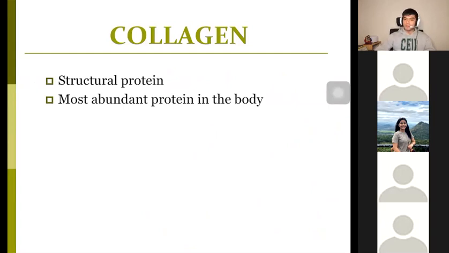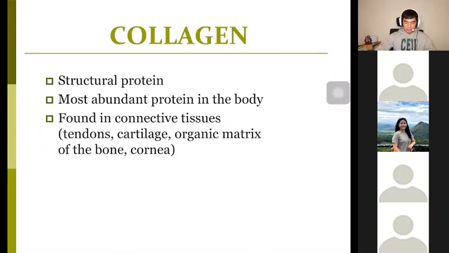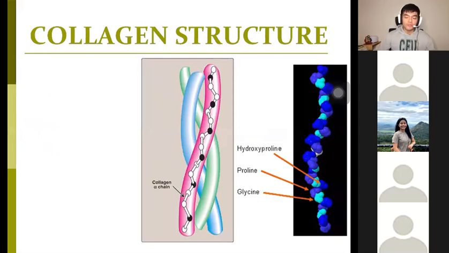Basically, pag sinabing most abundant, pinakamaraming protein sa ating katawan. For example, we can find this in different connective tissues like in tendons, in cartilages, in the matrices, and also in the cornea. So that's why ang collagen ay fibrous protein kasi siya ay nagpo-provide ng flexibility and also strength. Okay? So that is collagen. That's why it is essential for us to know the structure of collagen.